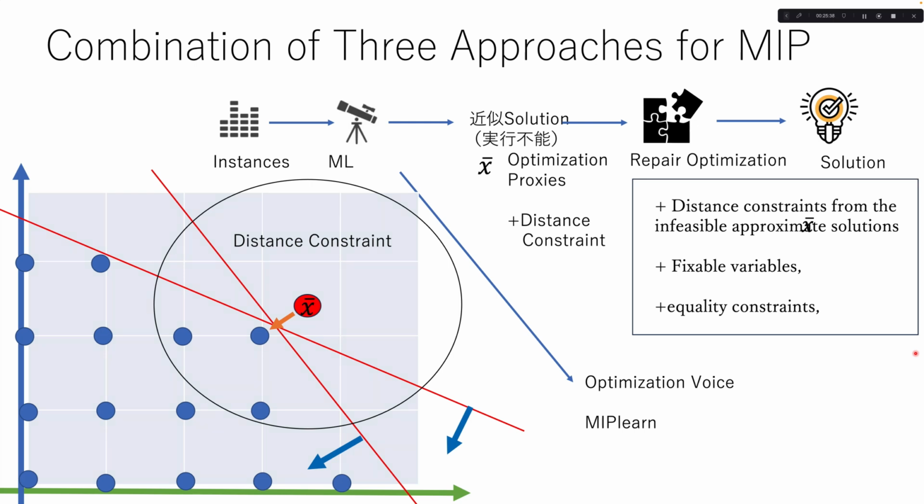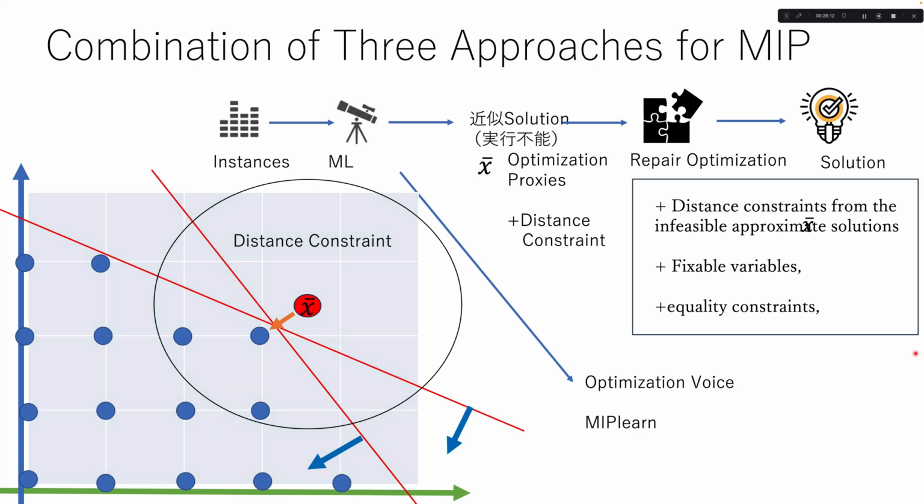First, the optimization proxies idea is used to train the model to output infeasible approximate solutions. Simultaneously, ideas from MIP Learn and the voice of optimization are employed to learn solution hints, fixable variables, and constraints that become equalities. Next, a repair optimization is performed using this information to obtain feasible solutions. By incorporating distance constraints from the infeasible approximate solutions, fixable variables, and equality constraints, the process can be accelerated.